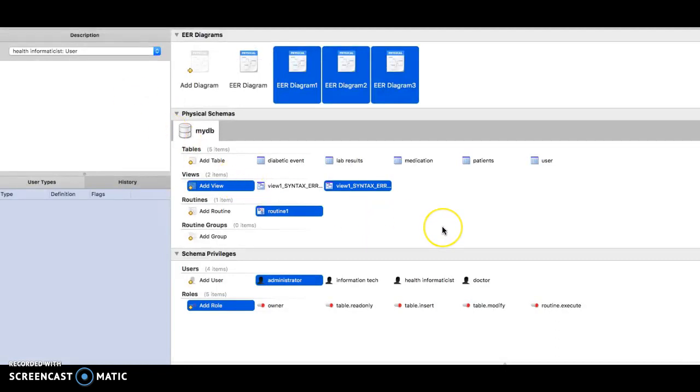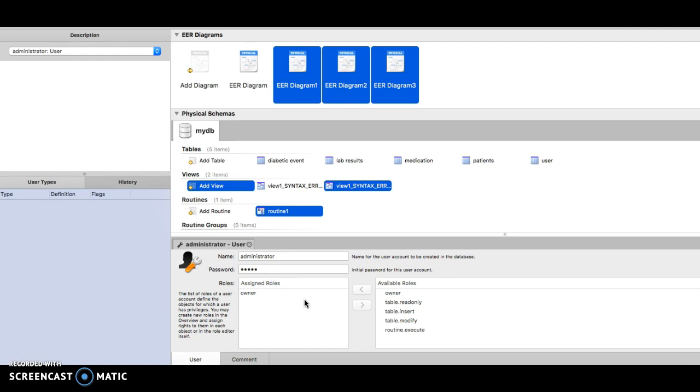The final part of creating the database was to allow for the creation of 4 users whom all had varying degrees of access to the database. The users, seen here, are the administrator, the information tech, the health informaticist, and the doctor. The administrator has global access to the database, and their assigned role is the owner of the database. This is to allow full access to the administrator so that they can do their job.